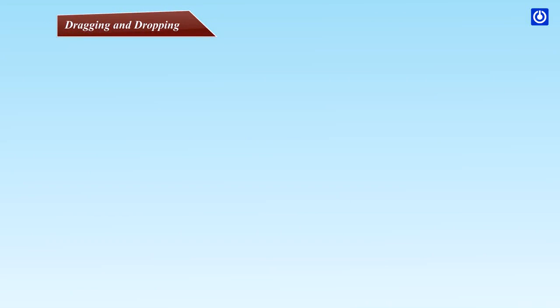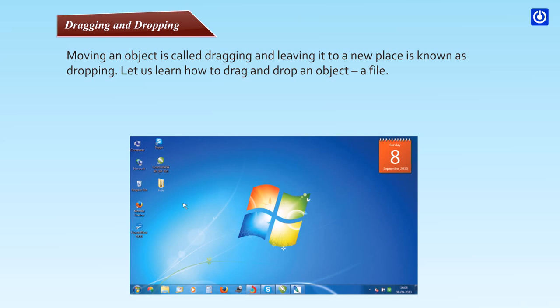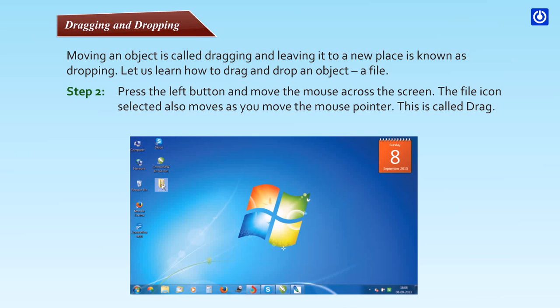Dragging and dropping. Moving an object is called dragging, and leaving it at a new place is known as dropping. Let us learn how to drag and drop an object, a file. Step 1. Select the file using the left click of the mouse. Step 2. Press the left button and move the mouse across the screen. The file icon selected also moves as you move the mouse pointer.